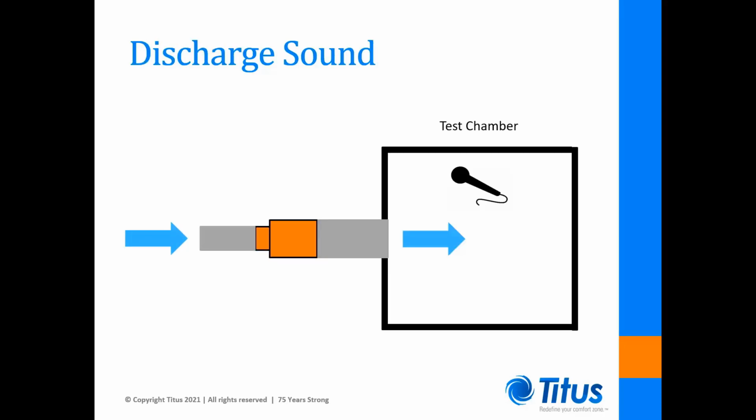Supply units also have discharge sound levels. This is the sound of air being delivered by a damper and/or a fan. It's measured by suspending the unit outside the test chamber and ducting the discharge air to an opening in the chamber wall with a flush termination inside the room.